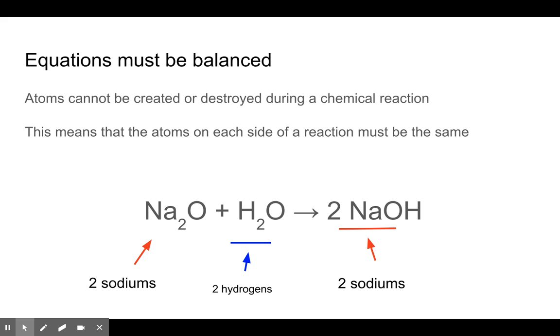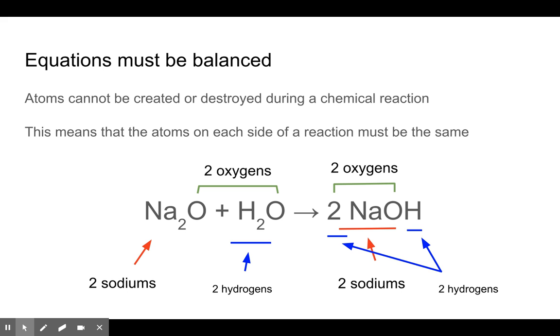If we look at hydrogen, there are 2 hydrogens on the reactant side in the form of H2O, and there are actually 2 hydrogens split up on the product side. One is with the hydroxide molecule, and that 2 in front of it says that there are 2 hydroxides. Now, we see here that even though it's split up into 2 separate compounds, there are 2 oxygen atoms. And if we look on the other side, that little 2 there indicates that there are 2 sodium hydroxides, each of which has 1 oxygen. So if there are 2 sodium hydroxides, that means there are 2 oxygens.